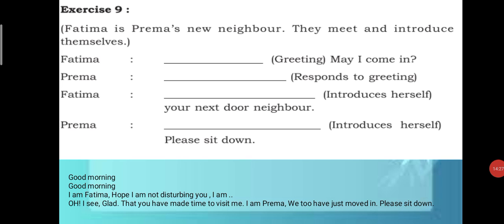Exercise number 9. That is Fatima and Prima's new neighbor. They meet and introduce themselves. So your neighbors are introducing themselves. So Fatima greets and asks, may I come in? So what can be the greeting? Good morning or good afternoon, good evening, anything you can add. I am Fatima. Hope I am not disturbing you.